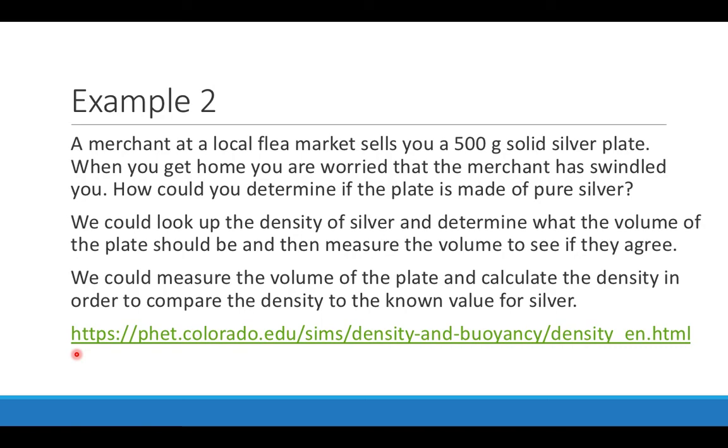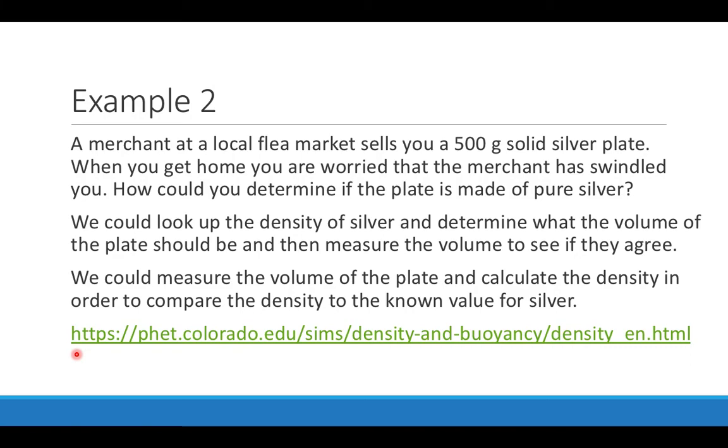So our last example here is related to just the way we might solve a problem. I have a merchant at a local flea market, and he sells you a 500 gram solid silver plate. You can pretty easily measure the mass of the plate. You could just put it on a scale and you measure its mass to be 500 grams. When you get home, you're worried that the merchant has swindled you. How could you determine if the plate is made of pure silver?